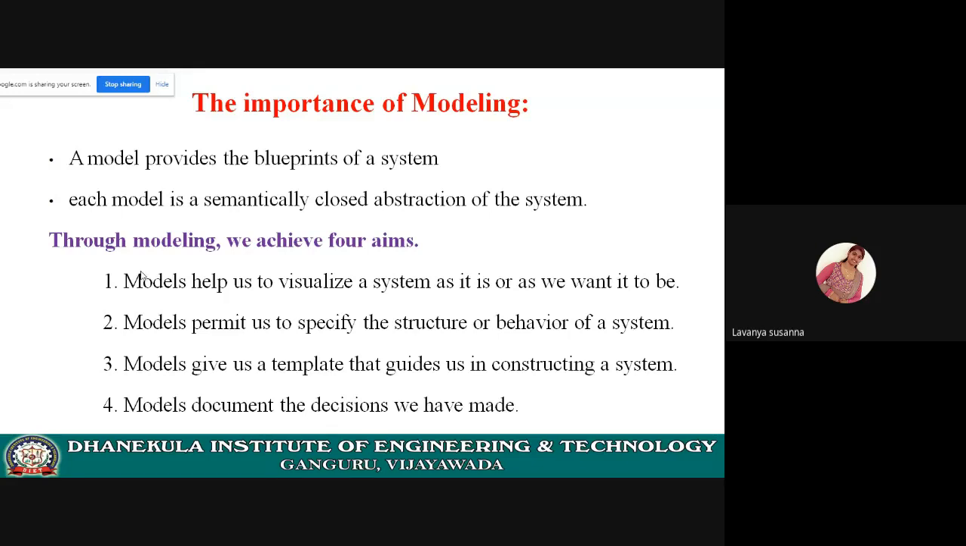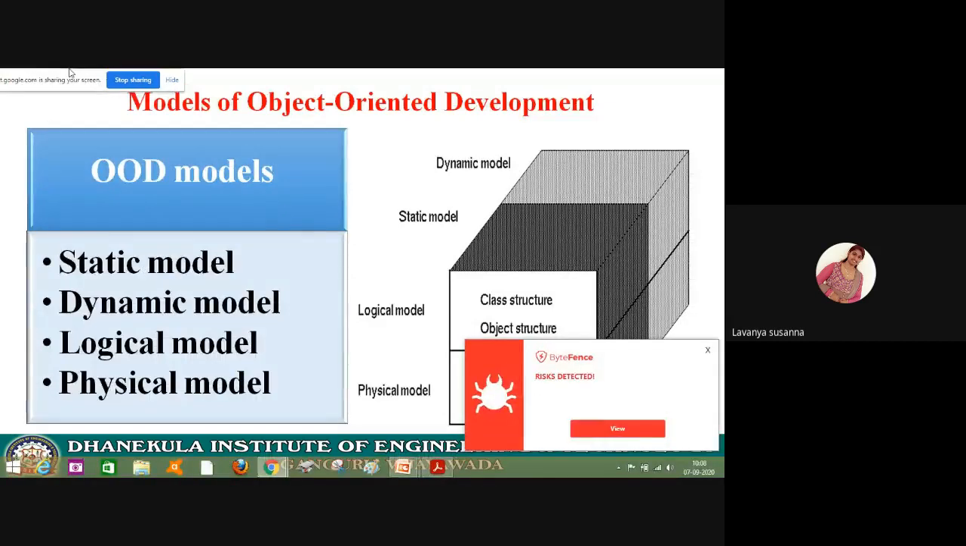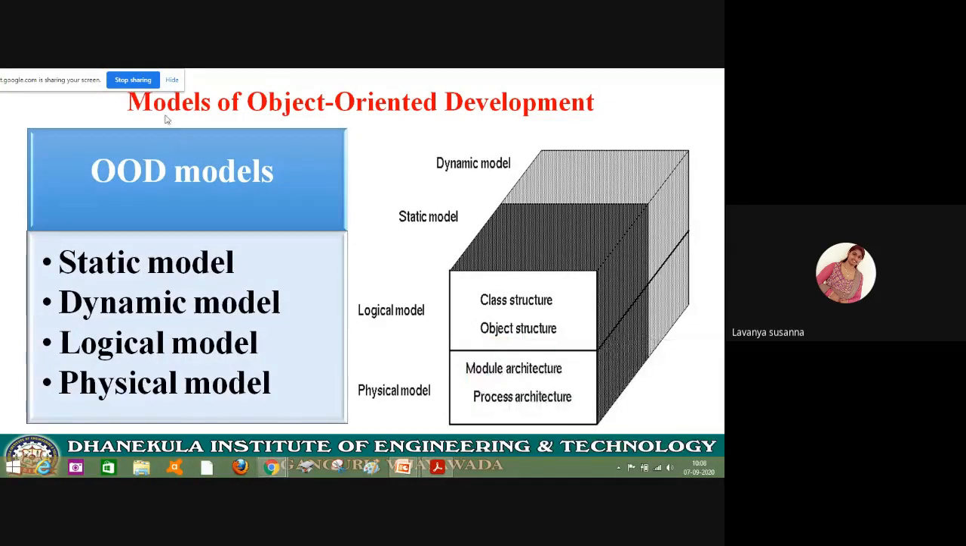Modeling is nothing but some pictorial representation which will express each and every element in the complex system. This is modeling. Already in the first unit we have discussed the models of object oriented development. Just memorize this: static model, dynamic model, logical model, and physical model. These are the object oriented models which are used.